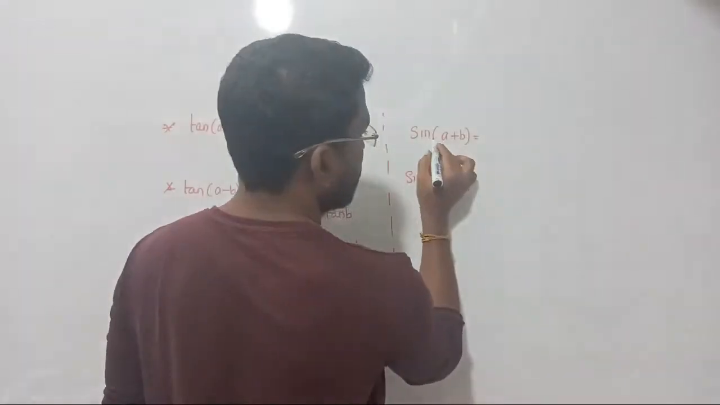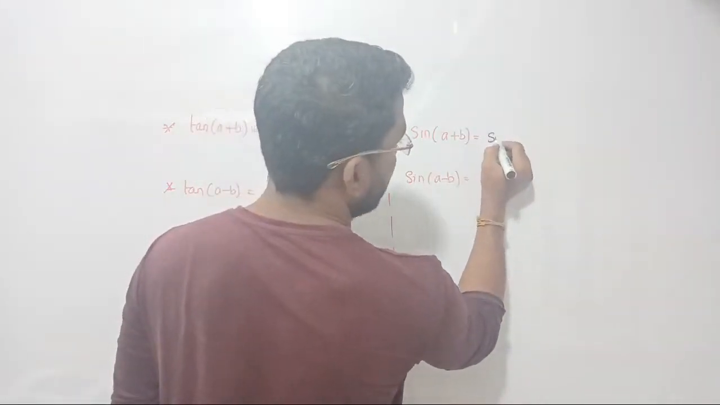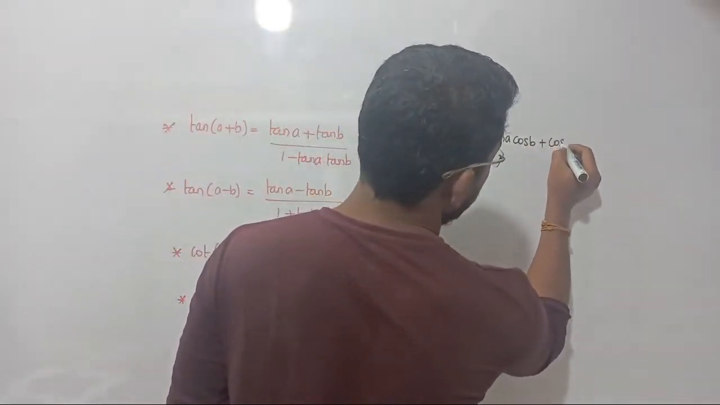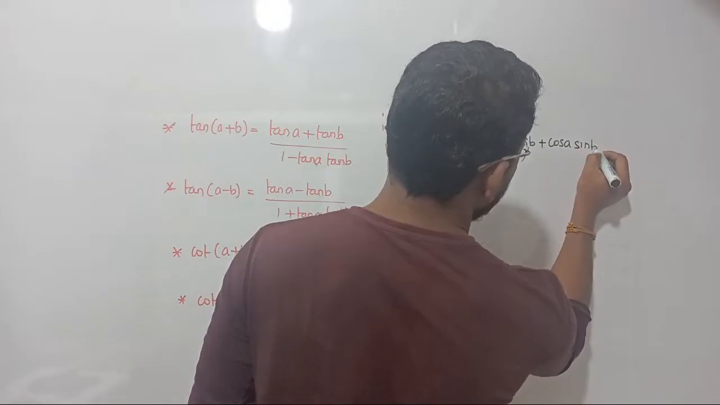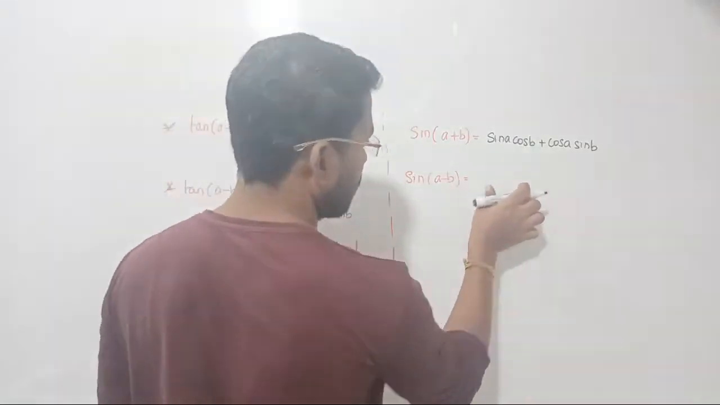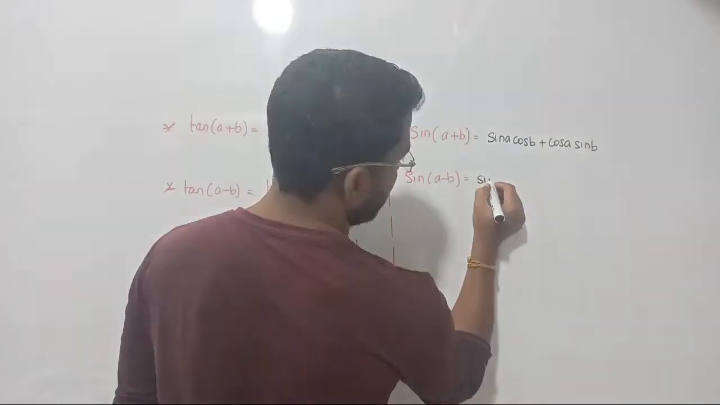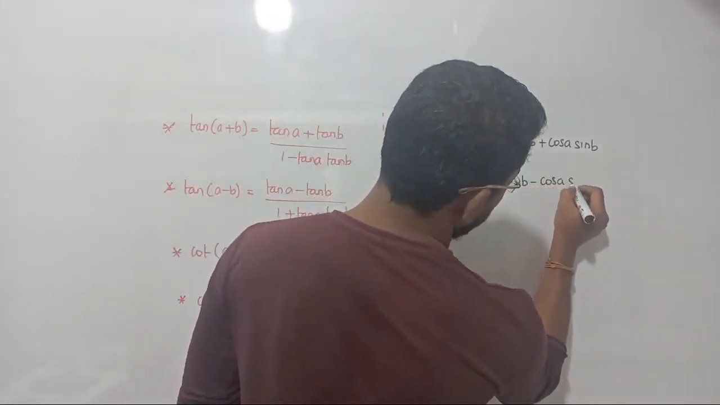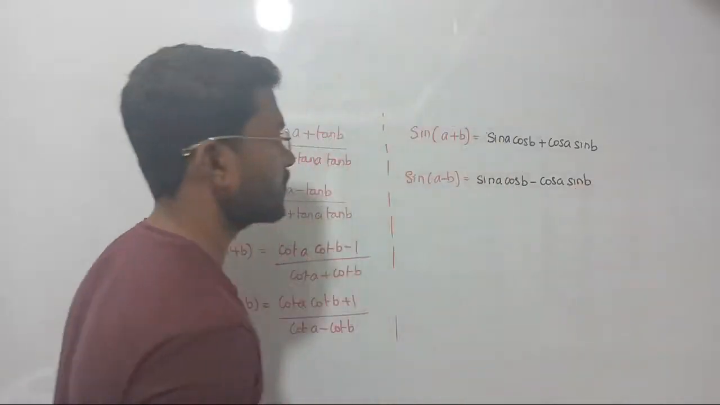Let me write. Sin means we will always have the combination: sin A cos B plus cos A sin B. That is correct, right? Because we know these things very well. Sin A minus B, in the sense, that is going to be sin A cos B minus cos A sin B. Of course, that is correct, right?